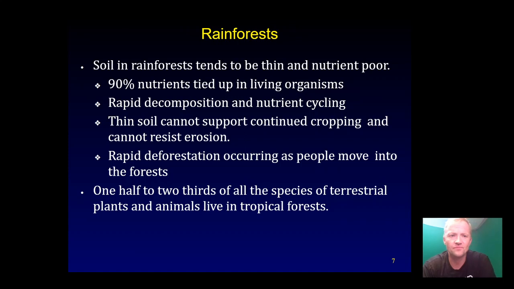Sorry about that. Continuing on rainforest. Soil, and this is key, we'll get to this in the agriculture unit, but soil in rainforests tends to be thin and nutrient poor. So I know what you're thinking: why is the soil so bad if there's so much plant life? Well, that's partly the reason.